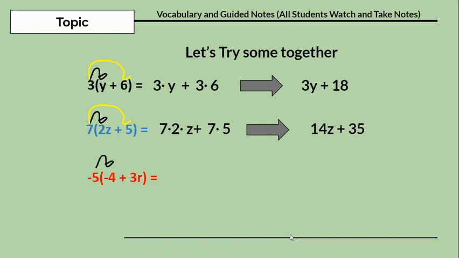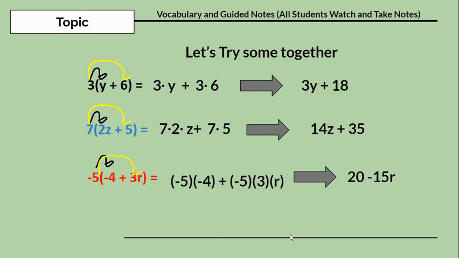Negative 5 times negative 4 plus negative 5 times 3r. And then when we simplify the numbers, we get positive 20, because negative times negative is positive, minus 15r.